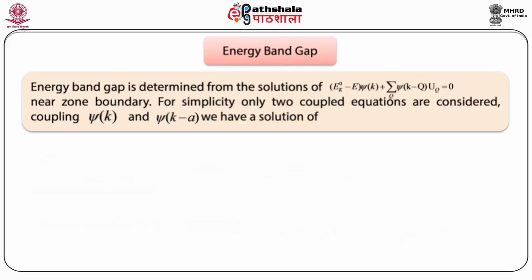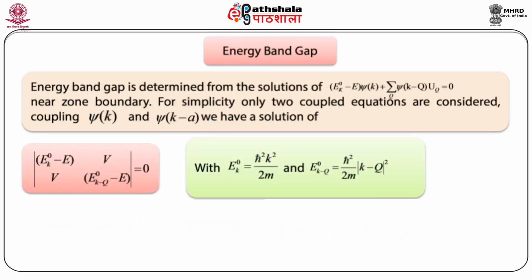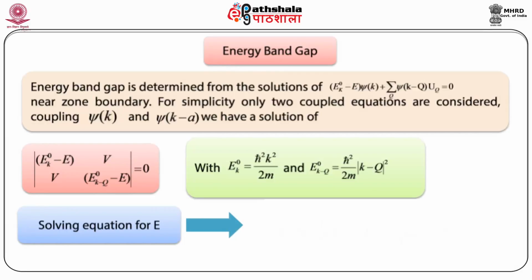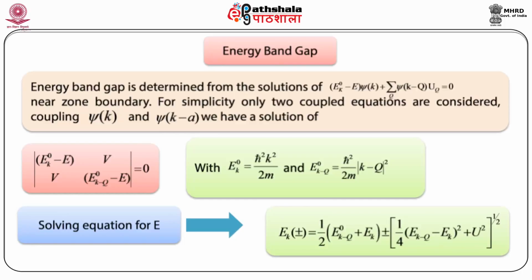Consider for simplicity only two coupled equations, coupling phi_k and phi_{k-Q}. From the equation that we had written down earlier, the Schrödinger equation in Fourier space, we have a solution of the form of this determinant, and we equate it to 0 to find the roots. E_k^0 is equal to ħ²k²/2m, and E_{k-Q}^0 is equal to ħ²/2m times |k-Q|². Solving this determinant, we get the following expression for the roots, E_k±. So the two roots are E_k± equal to half of (E_{k-Q}^0 + E_k^0) ± square root of 1/4 (E_{k-Q}^0 - E_k^0)² + U².